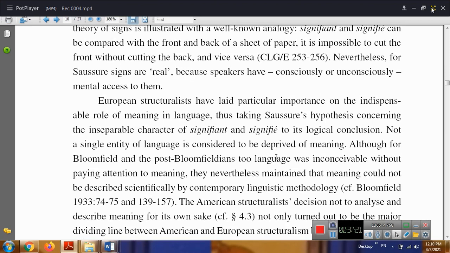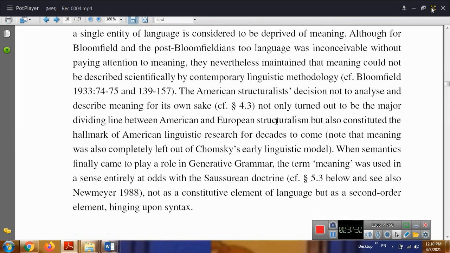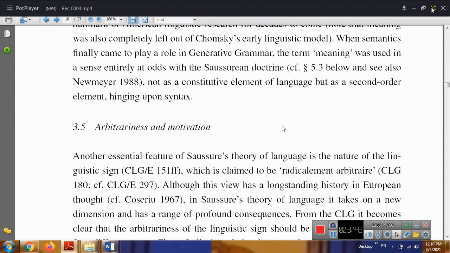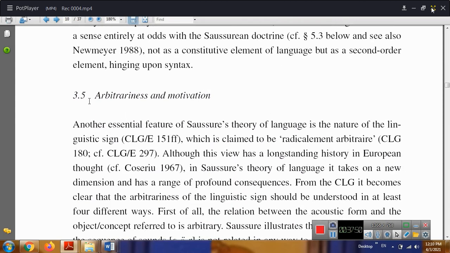And another matter was the difference between the American and European structuralists about this concept. We told you that Saussure, like Bloomfield and post-Bloomfieldians, paid attention to the meaning. And we gave you an example that meaning and sound are like the front and back of a page, which we cannot separate from each other.